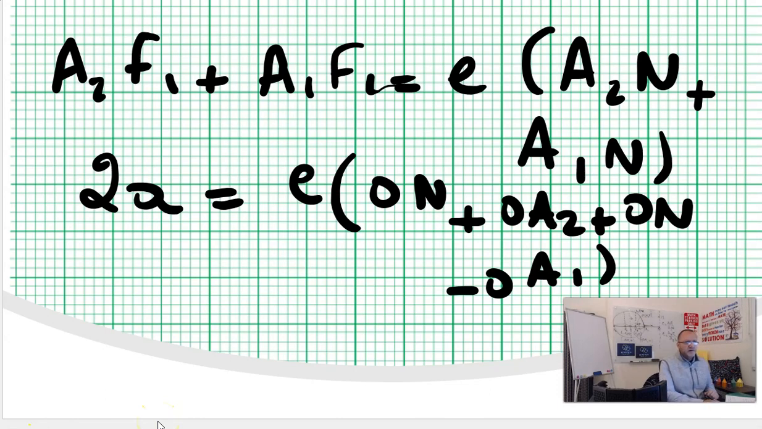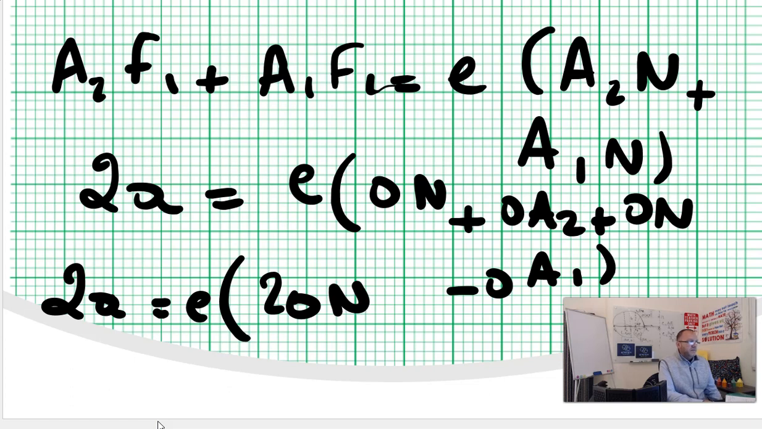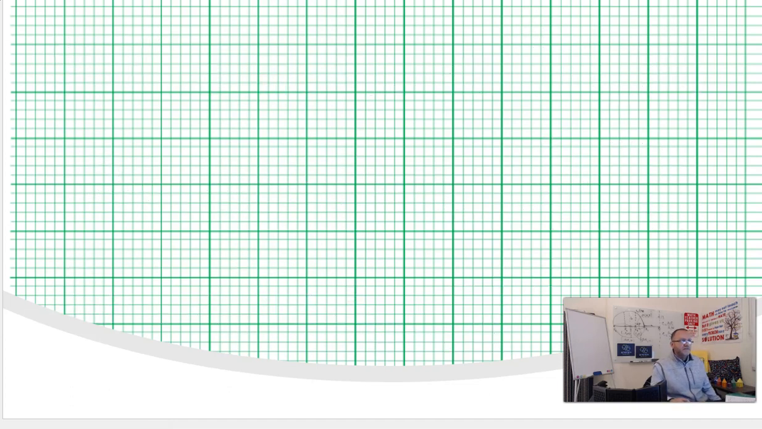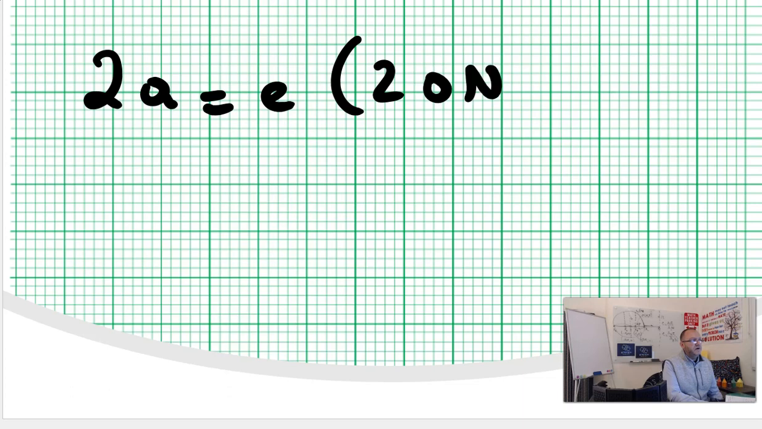Okay? So if you keep calculating inside the parentheses, what do we get here? We get 2a equals 2e·ON plus 2ON, that's 2ON, plus OA2 and minus OA2, that's plus small a minus small a. Okay, that's 0. Now if I go to a new page, what do I get? I get my 2a equals e times 2ON.